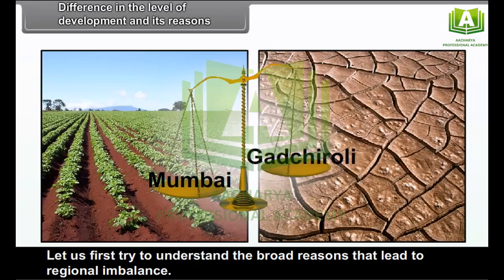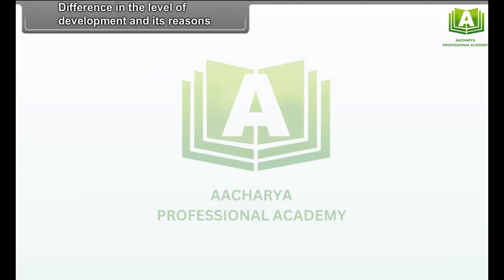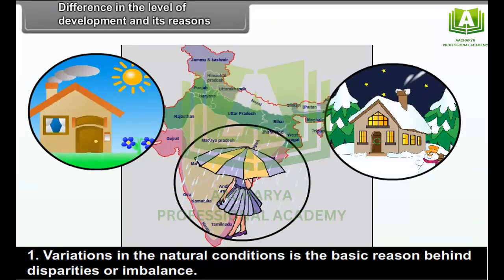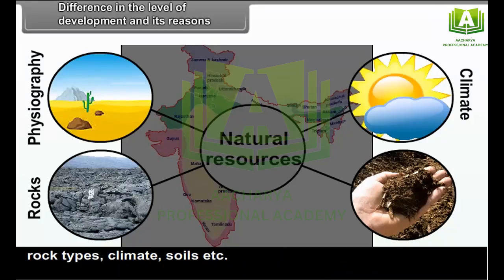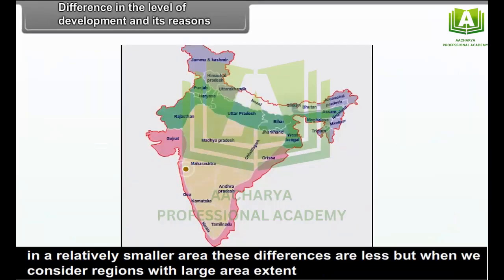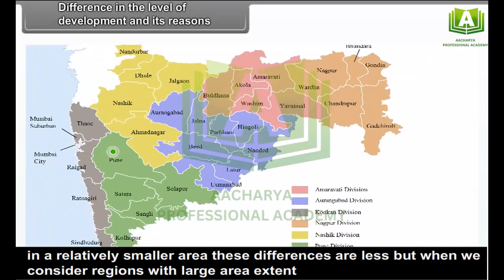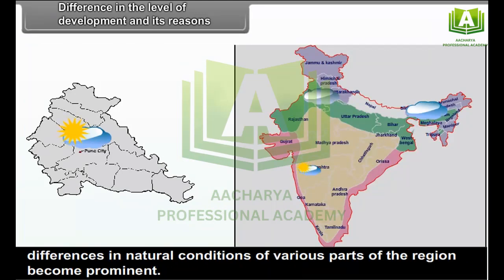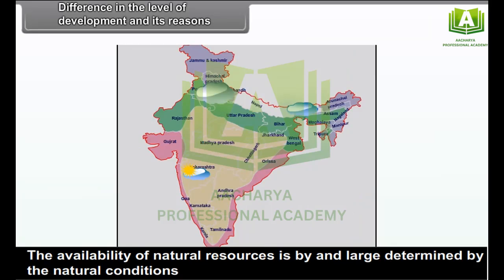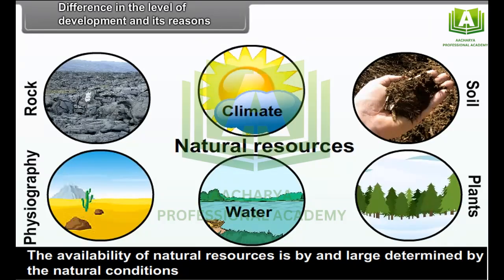Let us first try to understand the broad reasons that lead to regional imbalance. Variations in the natural conditions is the basic reason behind disparities or imbalance. There exists considerable difference in physical conditions of different regions in terms of physiography, rock types, climate, soils, etc. In a relatively smaller area, these differences are less. But when we consider regions with large area extent, differences in natural conditions of various parts of the region become prominent.